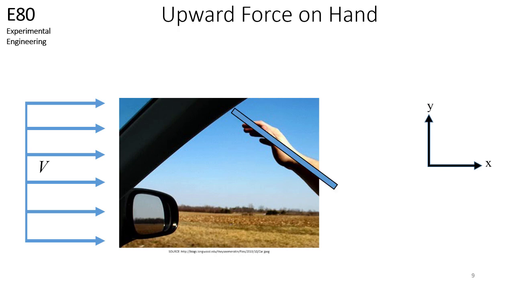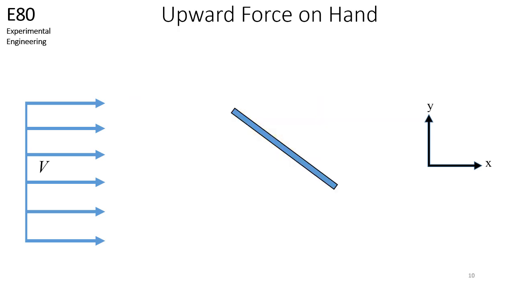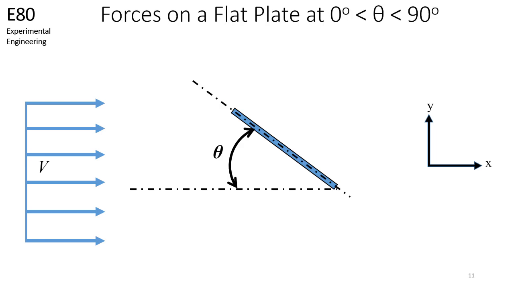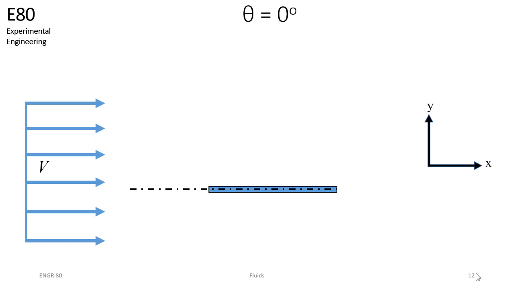Again, we can approximate a hand as a flat plate. Here is the two-dimensional view of the flat plate. The flow is moving in the positive x direction, which is to the right. The positive y direction is pointing up. We can define an angle theta, which you see here. Theta is 0 when the flat plate is in this orientation. If you recall, the stresses due to pressure on the top and bottom of the plate are balanced in this orientation, and there are no forces on the plate that move it up or down.